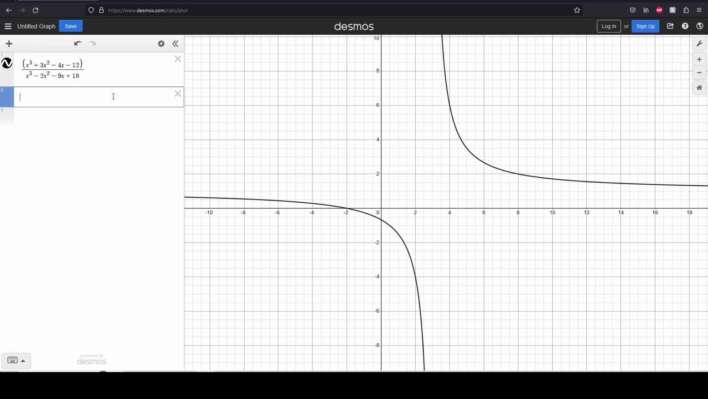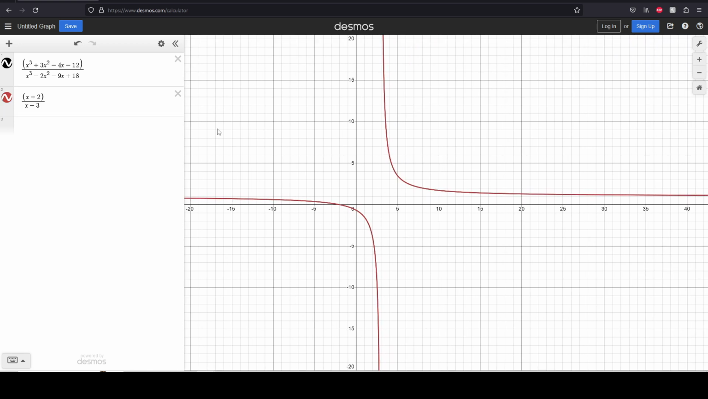Now let's write the other function that we simplified it down to, x plus 2 over x minus 3. And you can see they overlap.